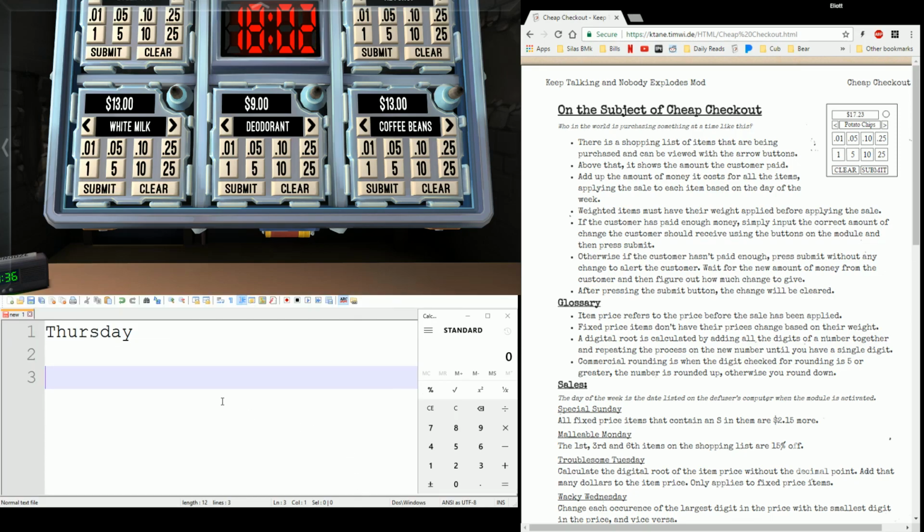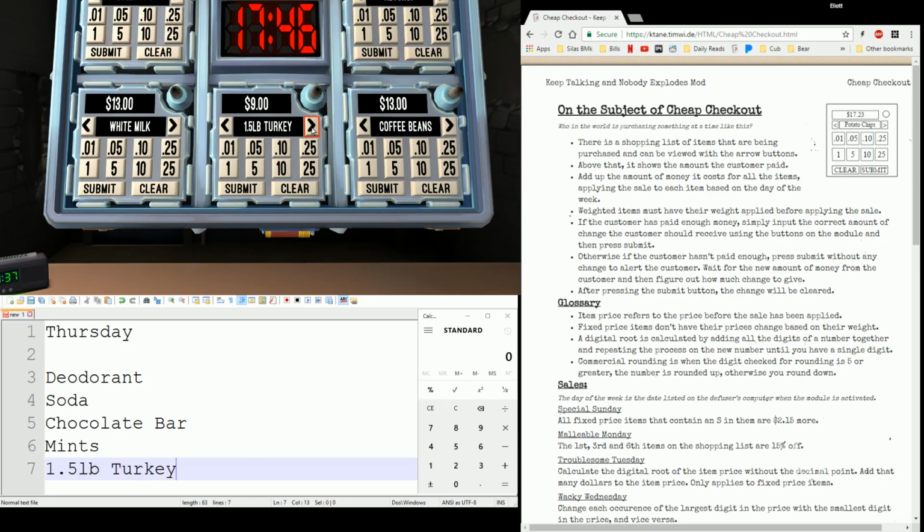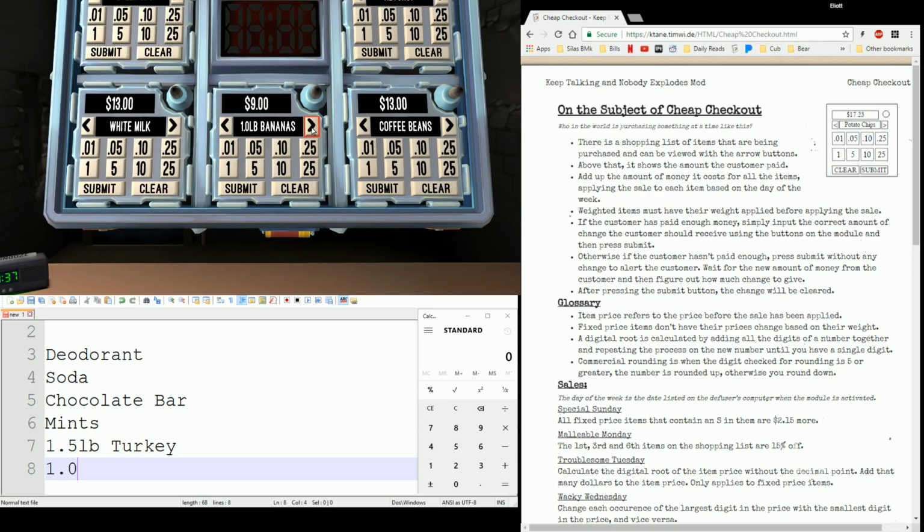So in this case, we have deodorant, soda, chocolate bar, mints, 1.5 pounds of turkey, and 1.0 pounds of bananas.